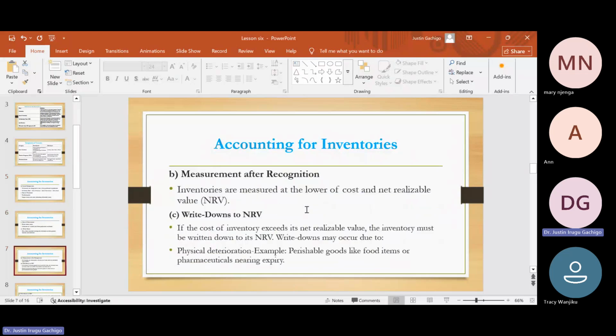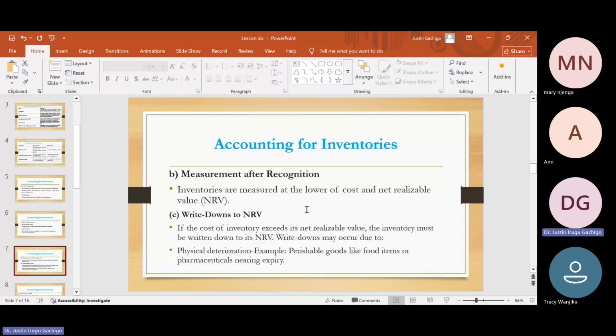Then we have measurement after recognition. There are some activities that normally take place after you have recognized the asset. For example, when you look at the impairment of the asset, we looked at what can make an asset impaired or what can make an asset decline in its value. If, for example, it's a mobile phone, these days mobile phones keep on changing the model. So you find that there are people who always like the new version of the mobile phone. That means the older one, its value goes down.